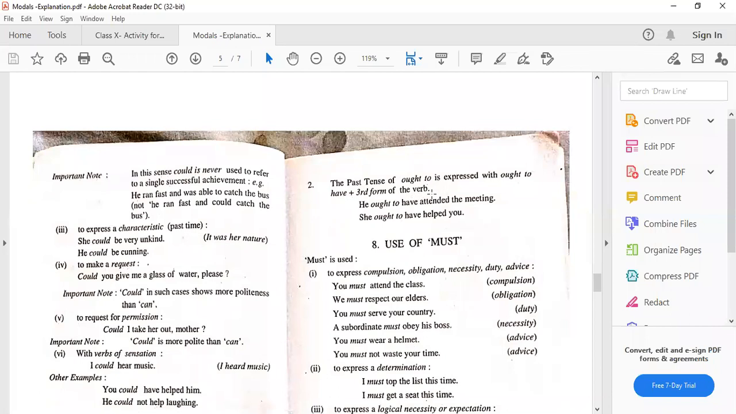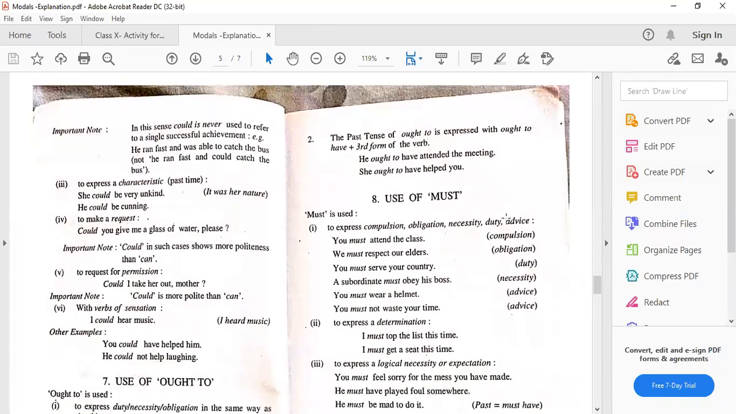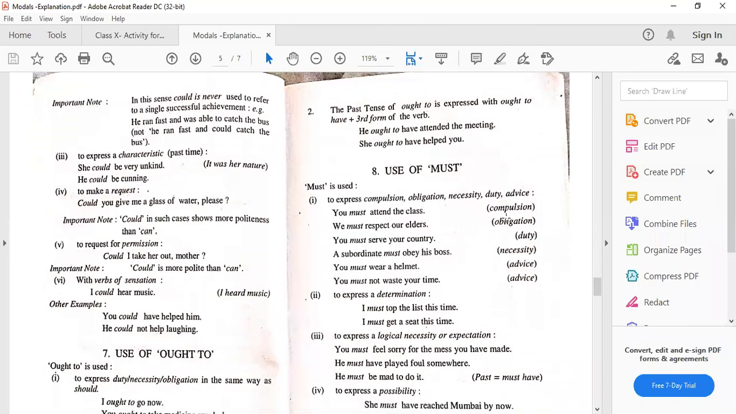Coming to the next, the past tense of ought to is expressed with ought to have plus third form of the verb. अगर हम इसकी past form show करना चाहते हैं, he ought to have attended the meeting. Have plus third form. करनी चाहिए थी, but now it is not possible because the time is over and the action relates to past.